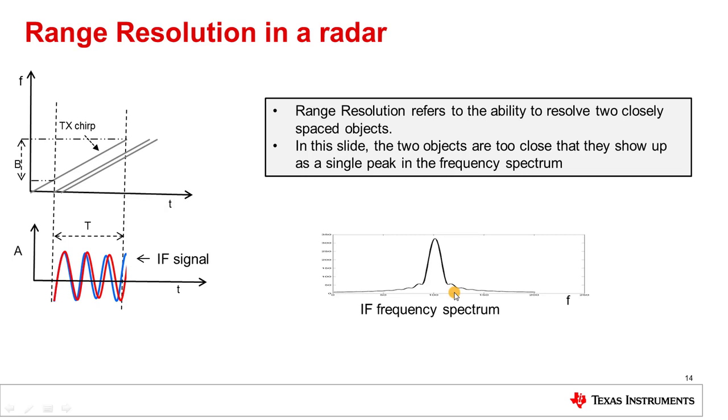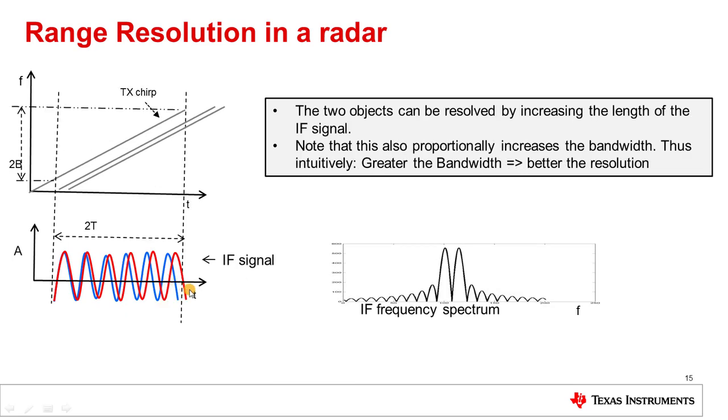Taking a cue from our recap of Fourier transforms, one option is to extend the observation window of these two sine waves by increasing the length of the IF signal. So that's what I've done here. The chirp is extended, which then extends the duration of the IF signal, and this resolves the two peaks in the frequency domain. Note that increasing the duration of the IF signal proportionally increases the bandwidth of the chirp. So that gives us a clue that possibly a larger bandwidth corresponds to a better range resolution.